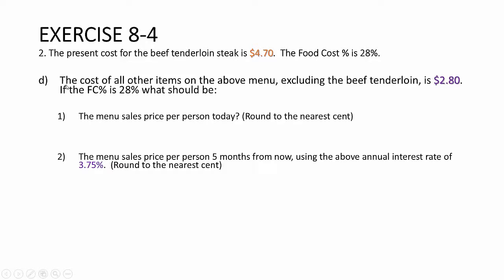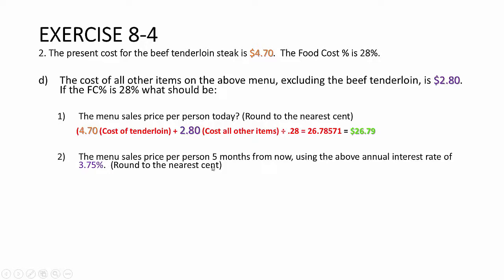In question D, they want us to look at the entire menu and set a selling price. They're telling us the cost of all of the other items, except for the beef tenderloin, is $2.80. We know the beef tenderloin is $4.70, everything else is $2.80, so we have to add that and divide it by the food cost percent of 28%. So, how do we do that? There it is. The cost of the tenderloin plus the cost of everything else in brackets, because that's what we have to calculate first, and then we'll divide that by 28%, round it off to the nearest cent, $26.79. That's what the sales price would be today.